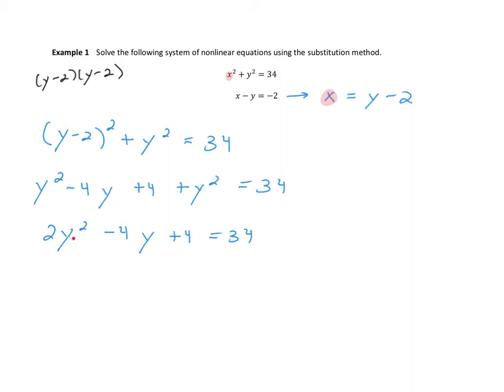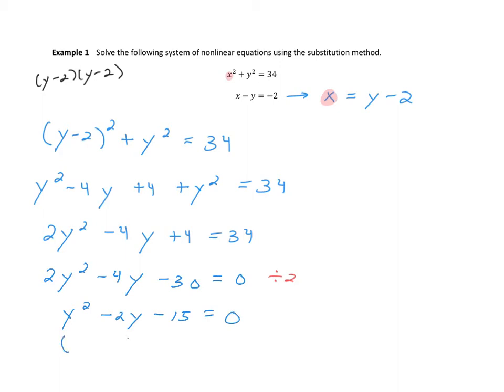Because I'm dealing with a quadratic, I think I'm going to make this side 0 by subtracting 34 from both sides of the equation. And when I do that, I get 2y squared minus 4y minus 30 is equal to 0. Oh, I can see that both sides are divisible by 2. That'll reduce the equation, make it a little bit easier to work with. So if I divide the left by 2, I get y squared minus 2y minus 15. And on the right, I'm left with 0.